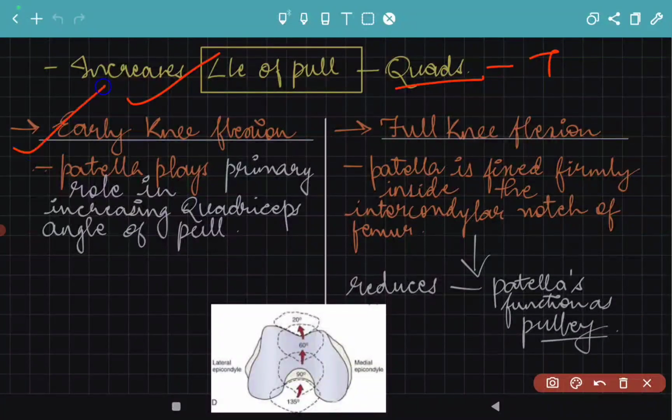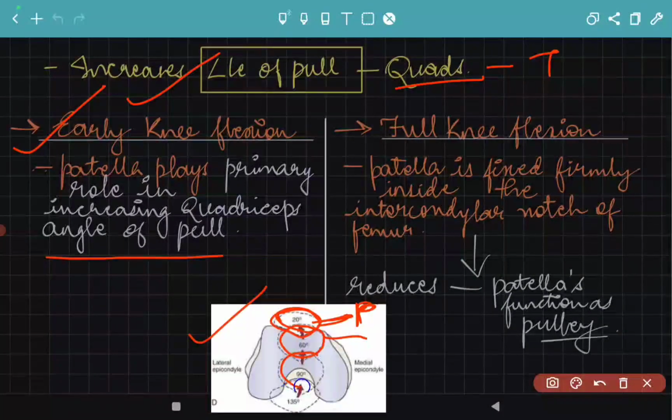During the early stage of knee flexion, as in this diagram, this is the early stage of knee flexion and this is the position of the patella. When the patella's position is over here, it plays the primary role in increasing the quadriceps angle of pull, because now the movement arm for the quadriceps muscle has started to increase. Slowly, as the flexion goes further, the patella is sliding down this way.